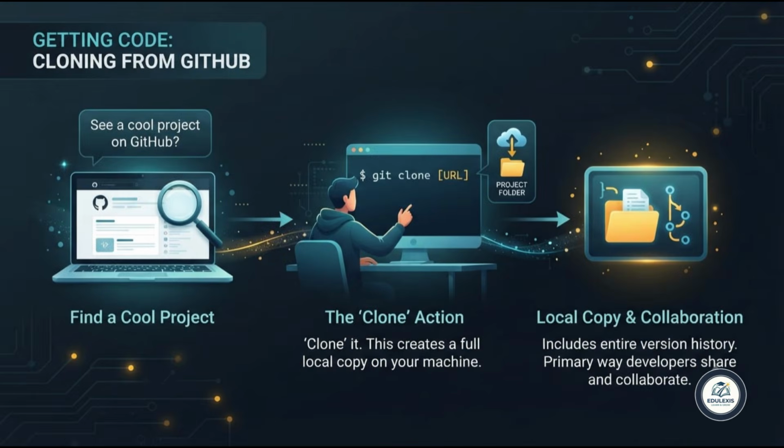What about getting code? If you see a cool project on GitHub, you clone it. The command is git clone URL. This creates a full local copy of that project on your machine, including its entire version history. It's the primary way developers share and collaborate.